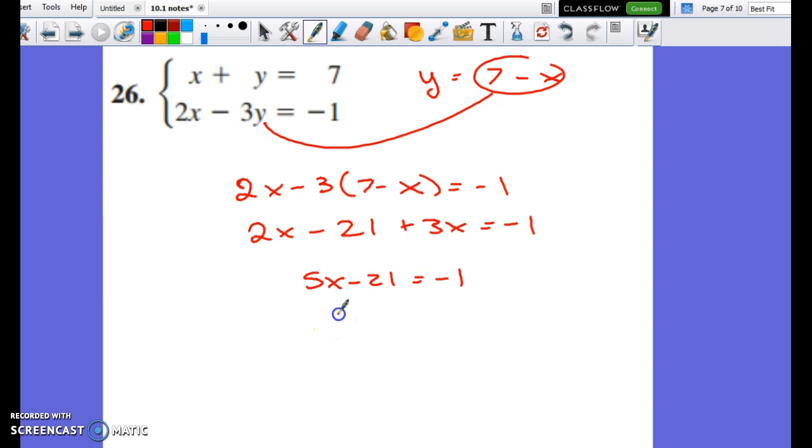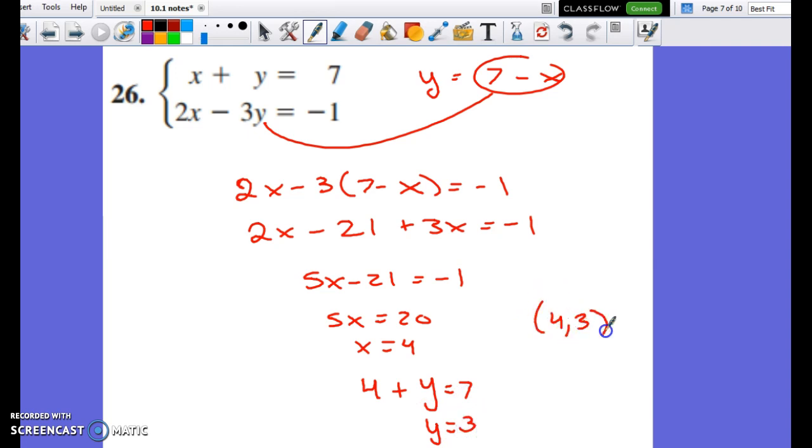Add over the 21, 20, so x is 4. Plug it back in. 4 plus y equals 7. So y has to be 3. So (4, 3) is my answer.